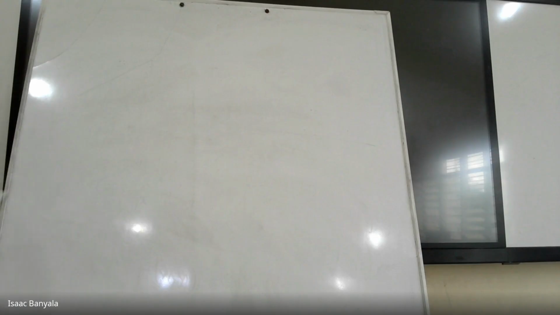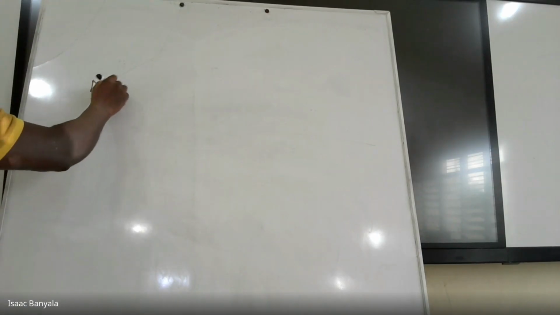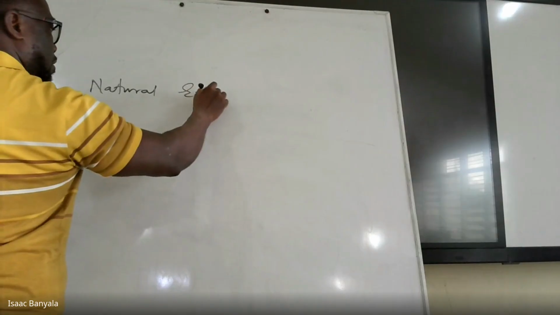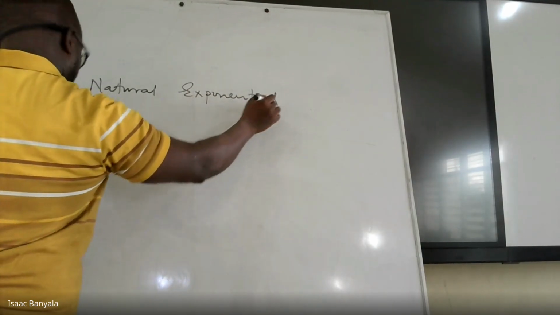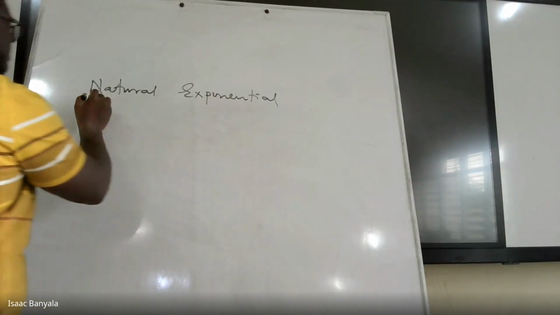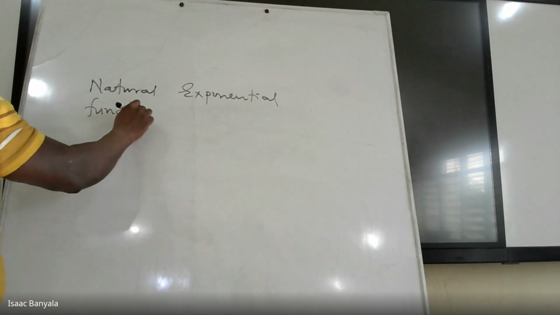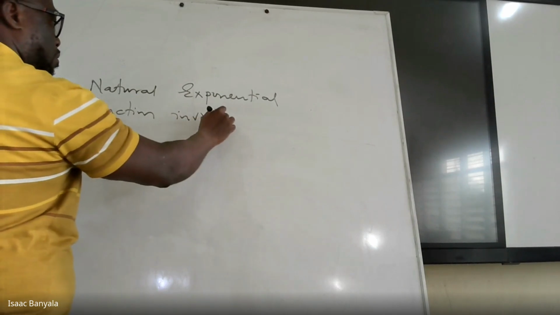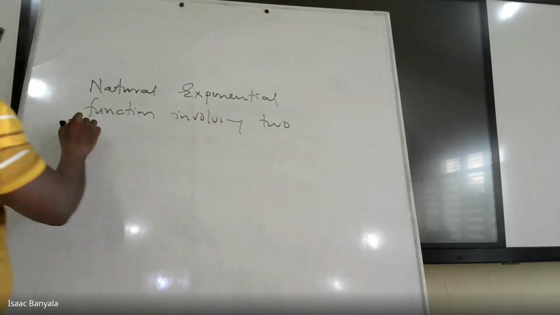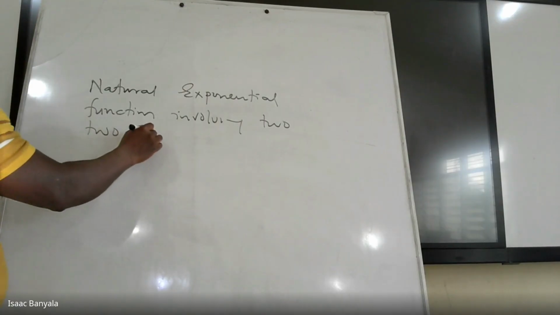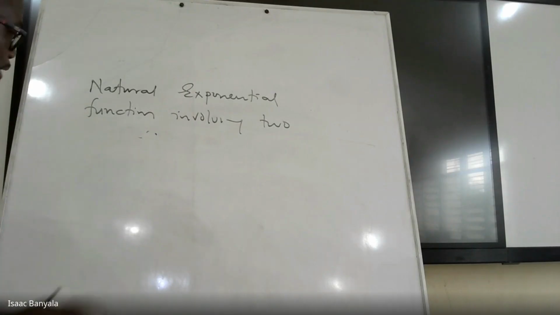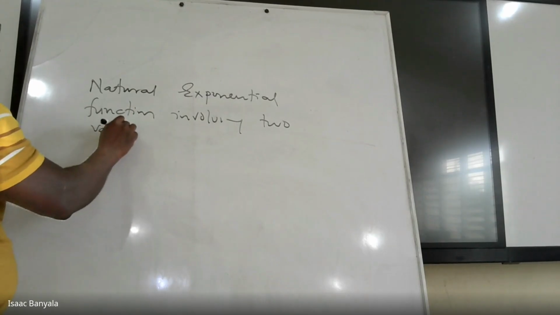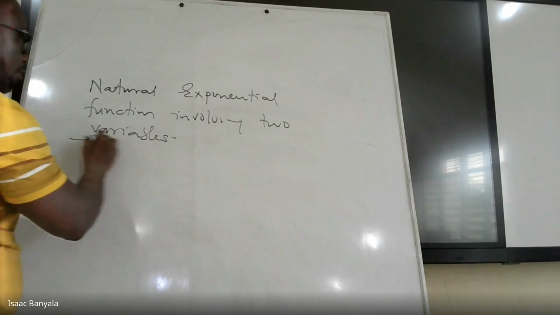Okay, so let's go to this next part, the natural exponential function. This time it involves two variables. Look at where it's involving two variables. Okay, so let's have this.